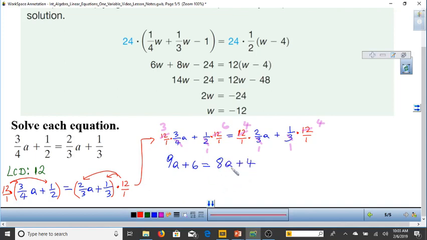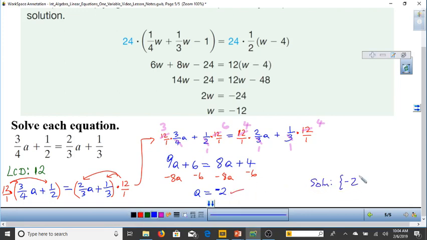And this becomes a simple equation to solve now. I simply subtract 8A from both sides, and then I would subtract 6 from both sides, and my answer becomes A is equal to -2, which if I check it, it will work. 3/4 times -2 is -3/2, plus half is -1. 2/3 times -2 is -4/3, plus 1/3 is -3/3, which is -1. So that works.